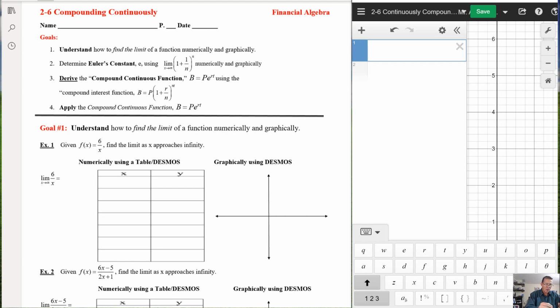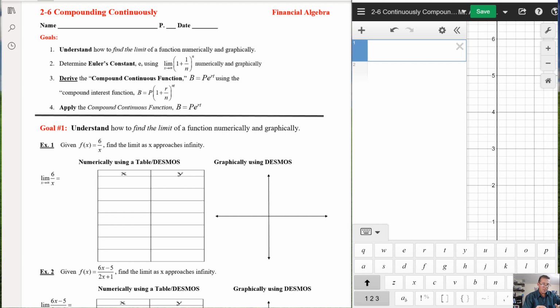So the goals are at the top here. Number one, we're going to learn how to find a limit of a function numerically and graphically, because it involves limits, new to the course. Number two, we want to determine Euler's constant, e. You can Google that, you can check it out. You saw it in Algebra 2 and Pre-Calc, and believe it or not, it's involved with the compounding continuous function that we're going to be using. And to do that, we're going to be using the special limit. We're going to do it numerically and graphically. I'm going to be using Desmos, as you see on the right.